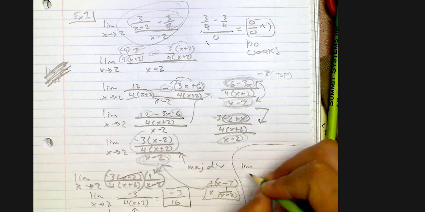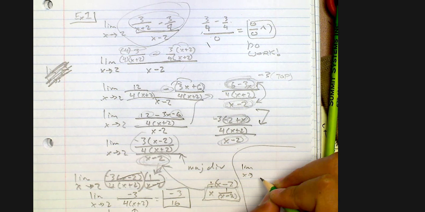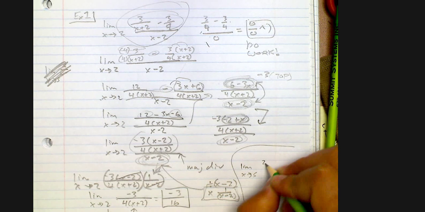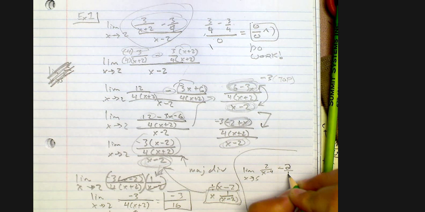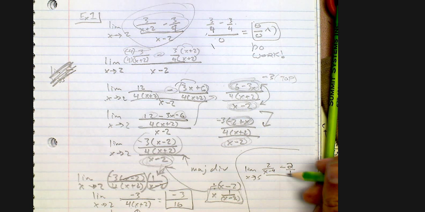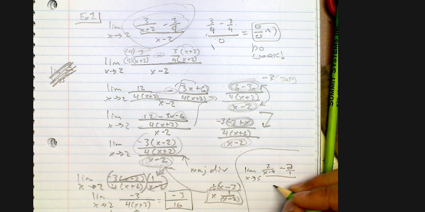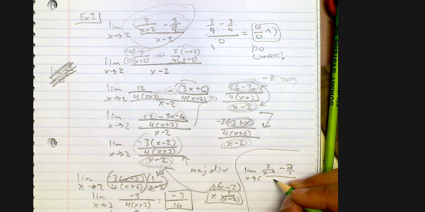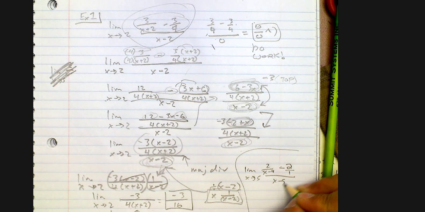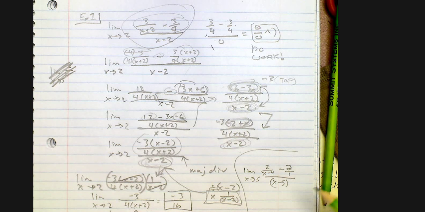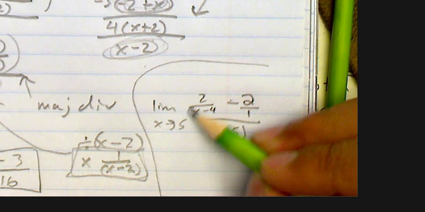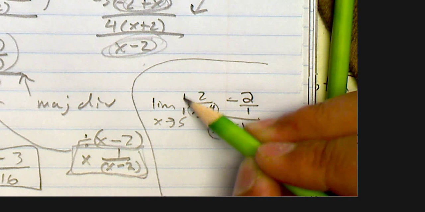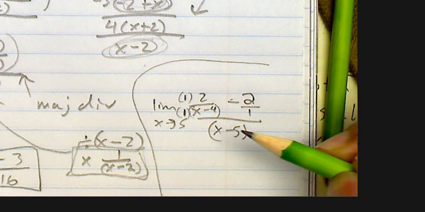Limit as x approaches 5, 2 over x minus 4 minus 2 over 1, over x minus 5. I almost wrote that as a regular 2, but I didn't want to confuse you. Our regular 2 is just 2 over 1. Now I know some of y'all are already thinking, here, let's zoom in. How do you get a common denominator with this? Well, here this denominator of 1, I can give that a 1 and multiply it, but it doesn't really make much of a difference. That's okay.